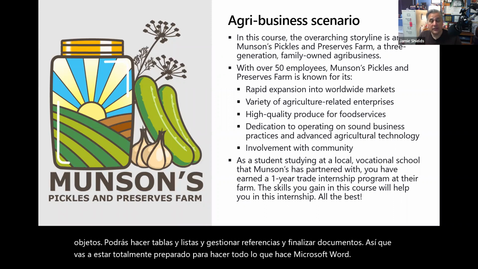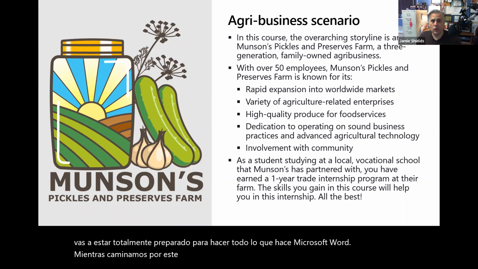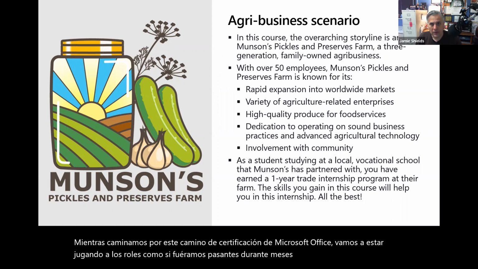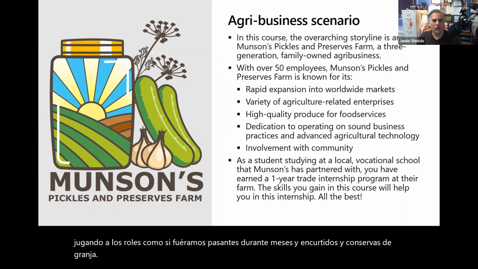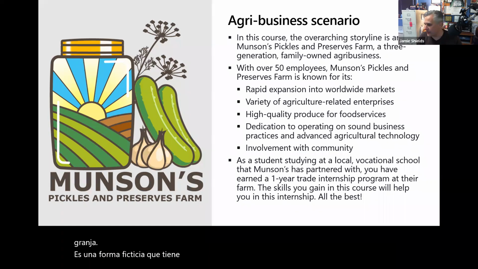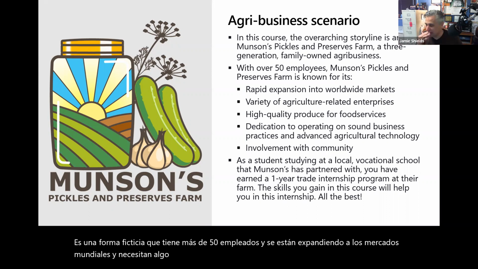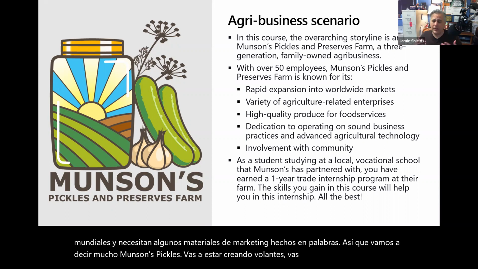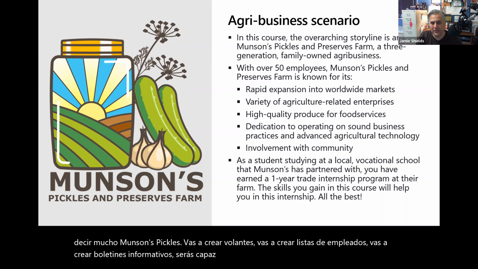While we walk down this path of Microsoft Office certification, we're going to be role-playing like we are an intern for Munson's Pickles and Preserves Farm. It is a fictitious farm that has over 50 employees, and they are expanding into worldwide markets, and they need some marketing materials made in Word. So we're going to be saying Munson's Pickles a lot. You're going to be creating flyers, employee rosters, and newsletters, and you'll be able to create contracts, all on behalf of Munson's. It kind of just gives us something to talk about.